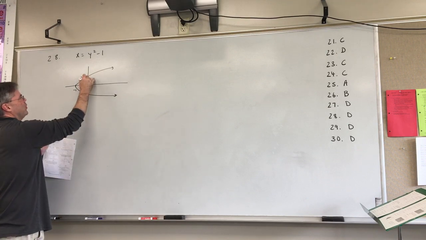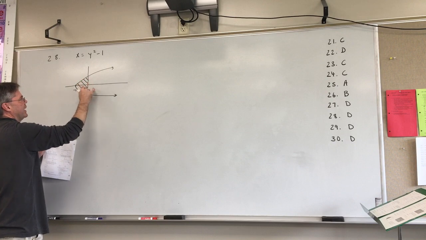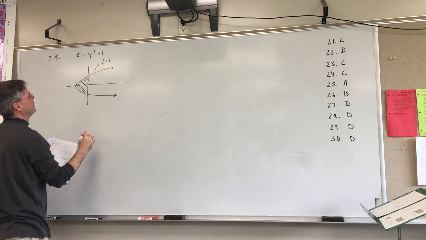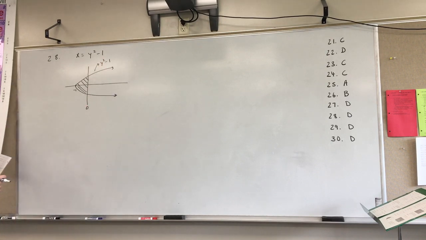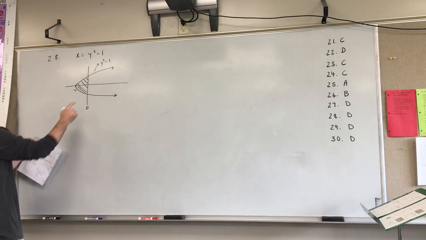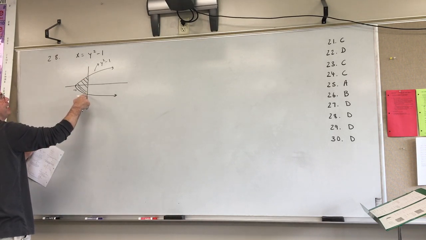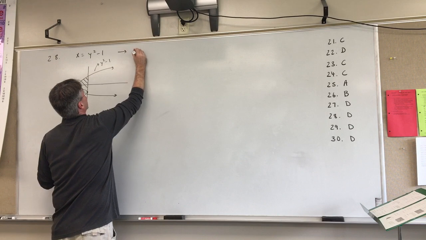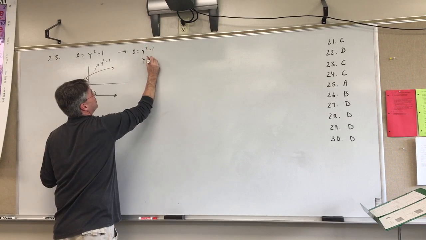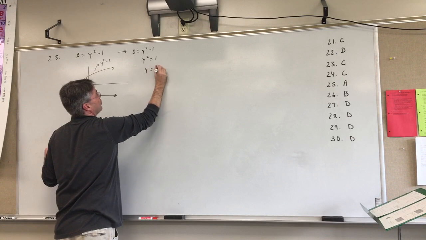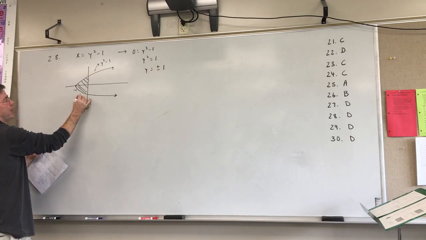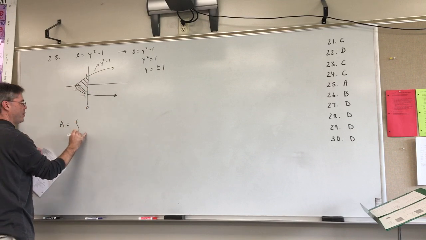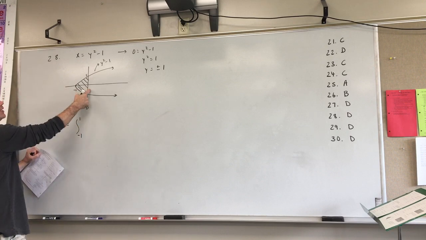It wants to know this area between the x-axis and this curve, x equals y squared minus 1. The x-axis is at x equals 0. Now we need to know where it crosses the x-axis. When x is 0, 0 equals y squared minus 1, so y squared equals 1, and y equals plus or minus 1. So we're integrating from -1 to 1, right minus left.